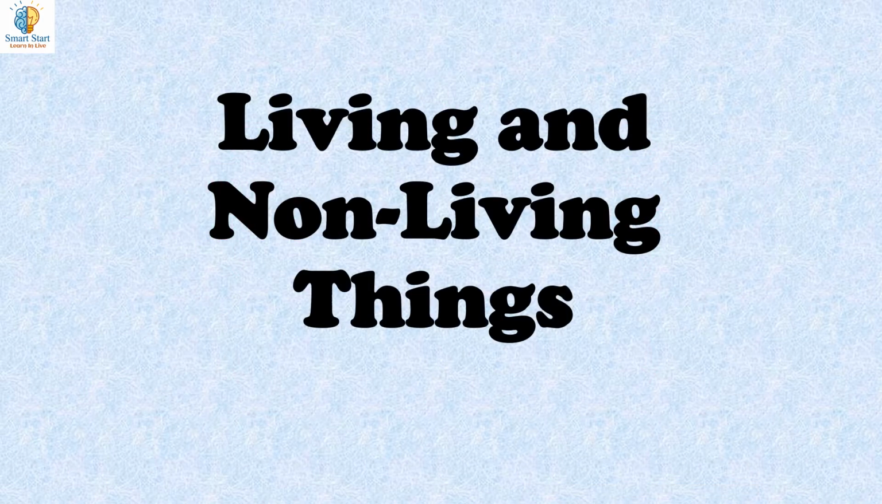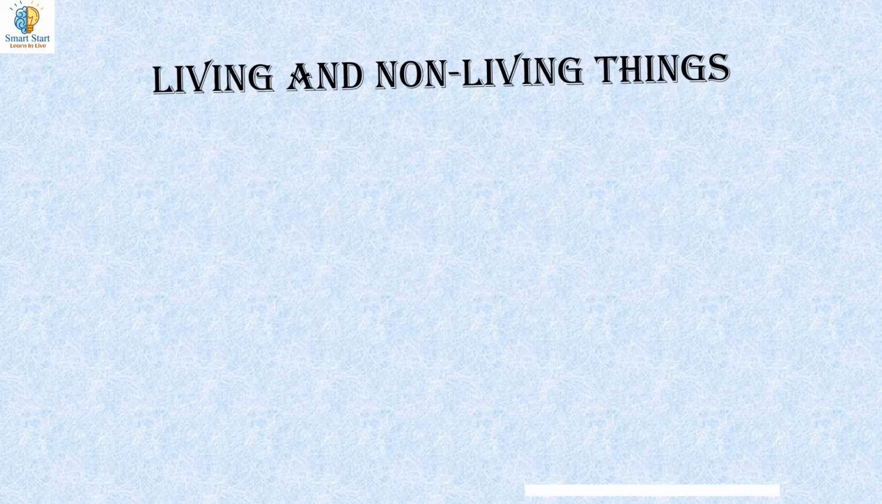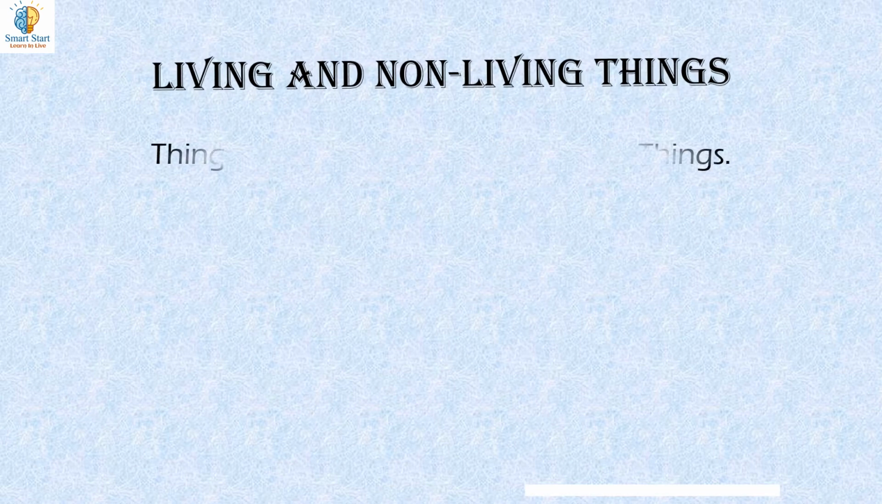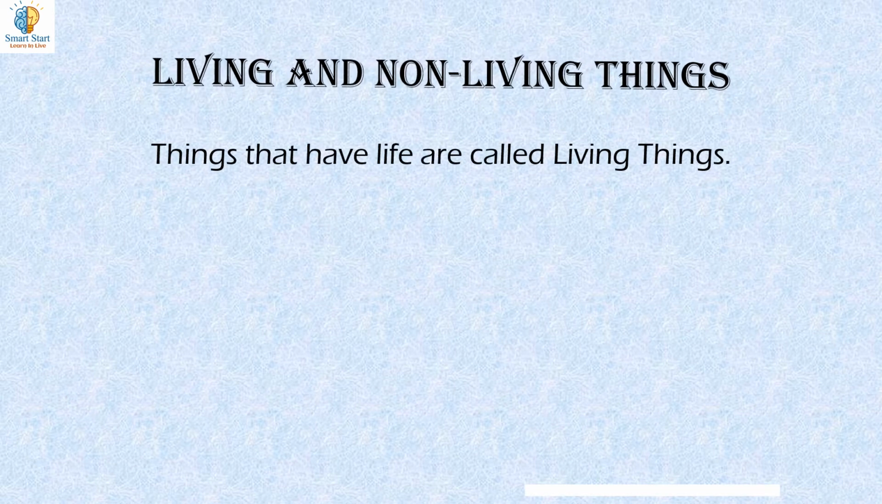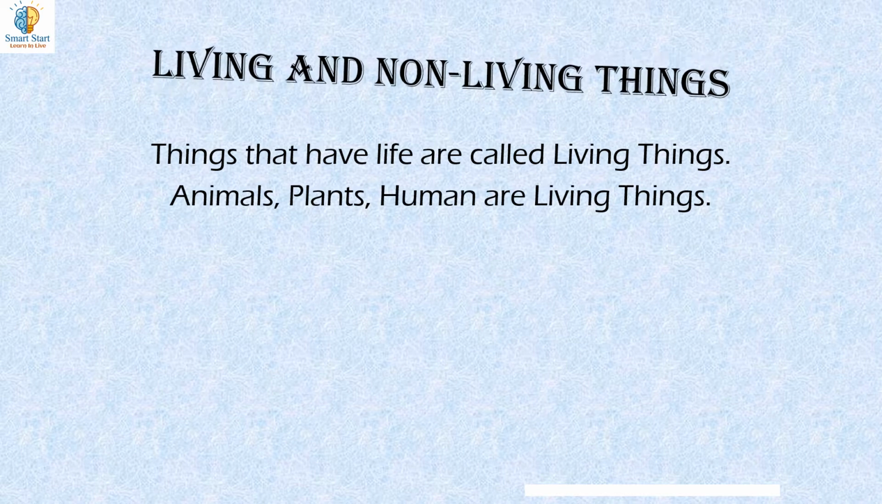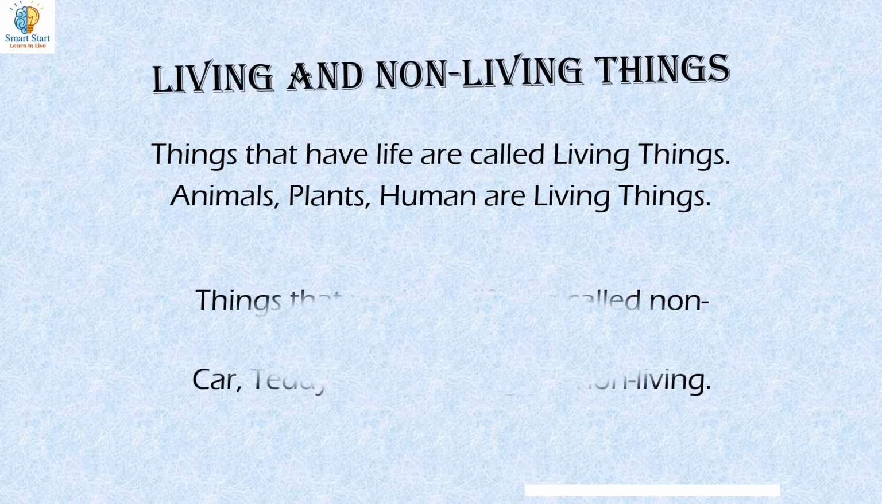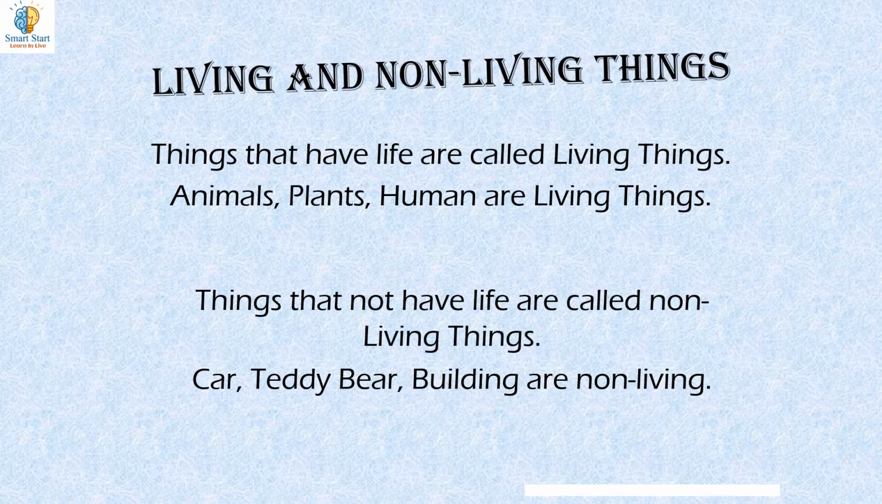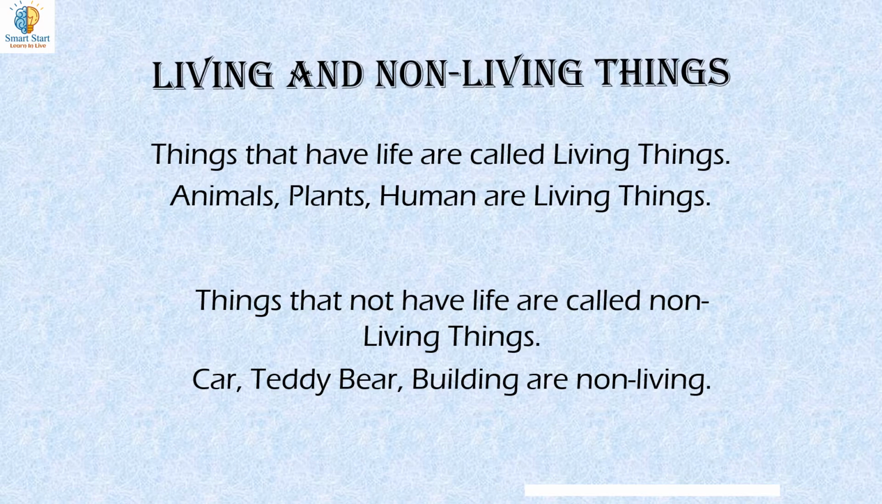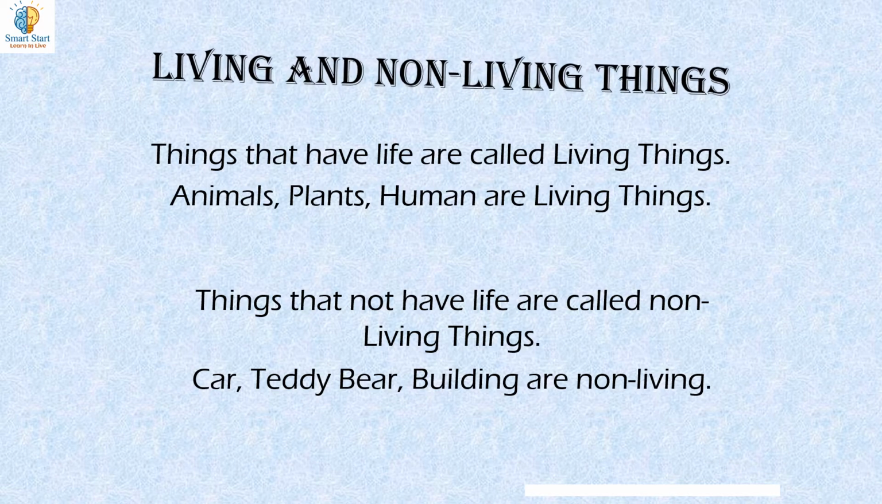Living and non-living things. Things that have life are called living things. For example, animals, plants, humans are living things. Things that do not have life are called non-living things. For example, car, teddy bear, building are non-living things.